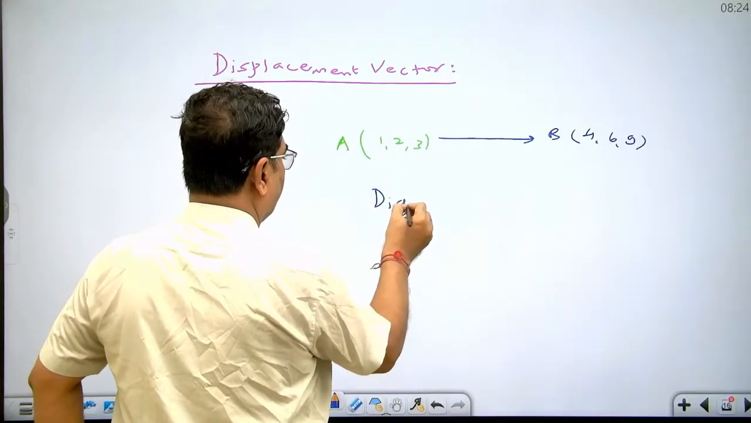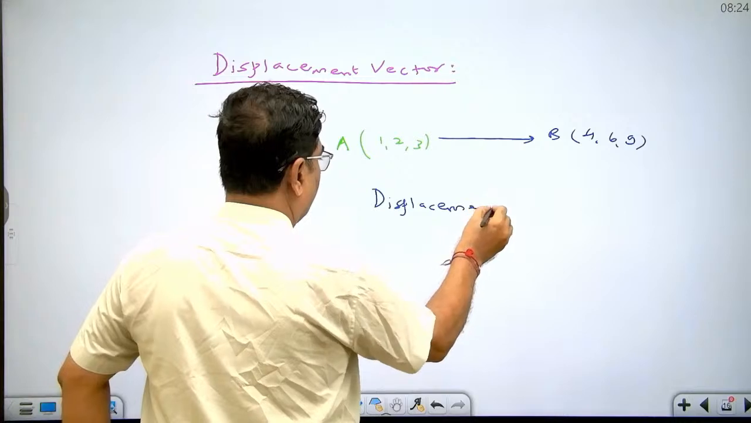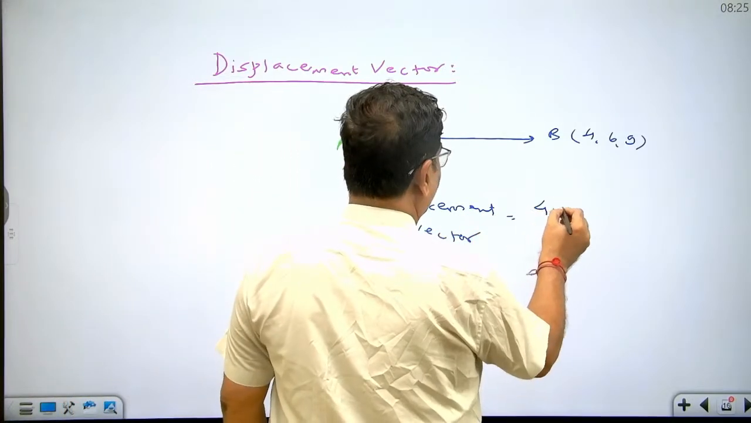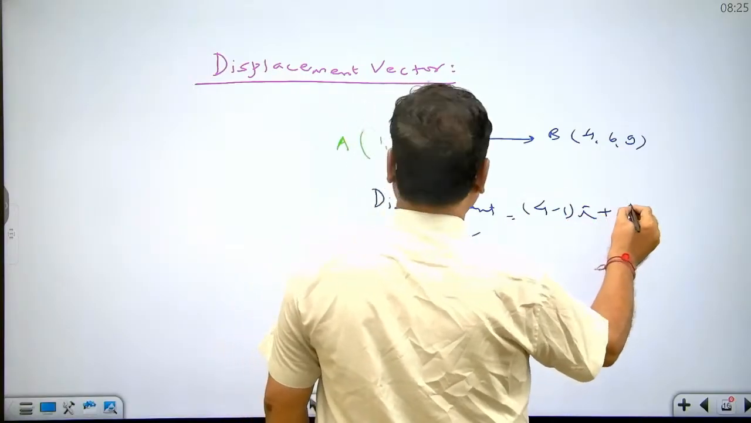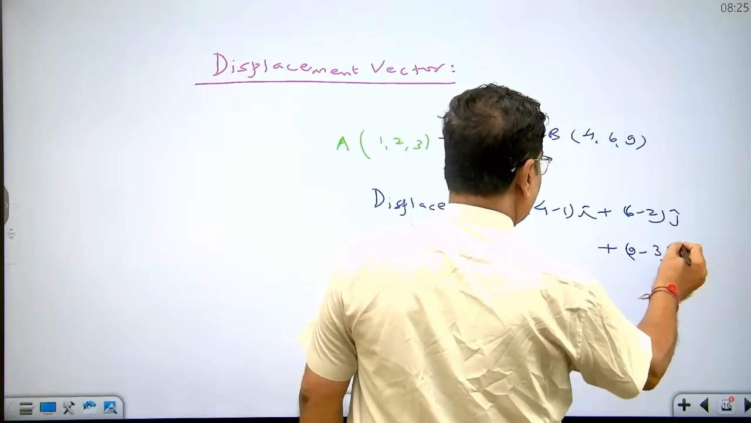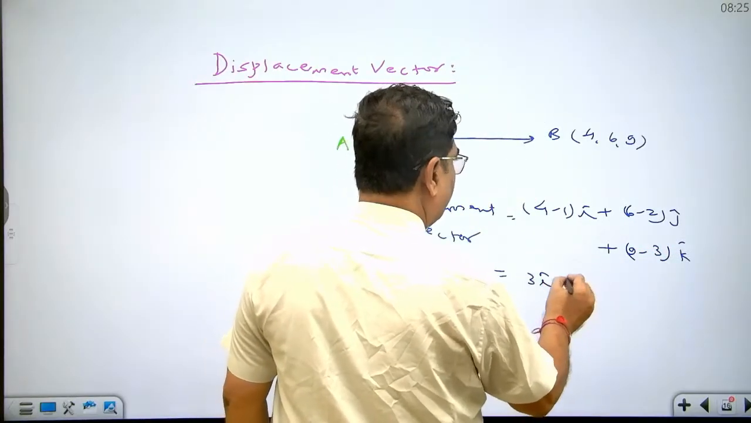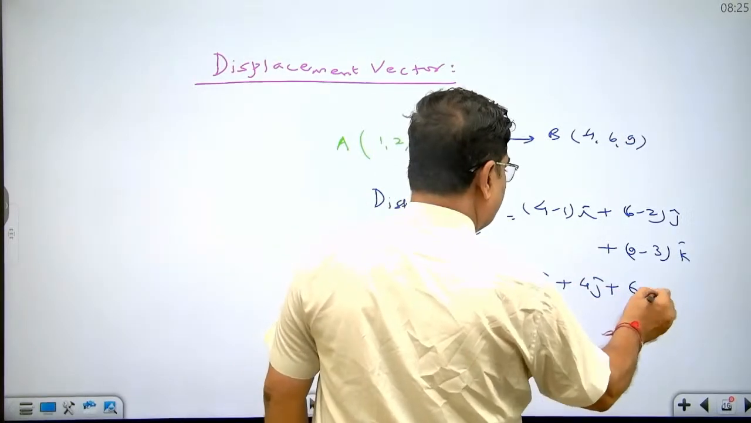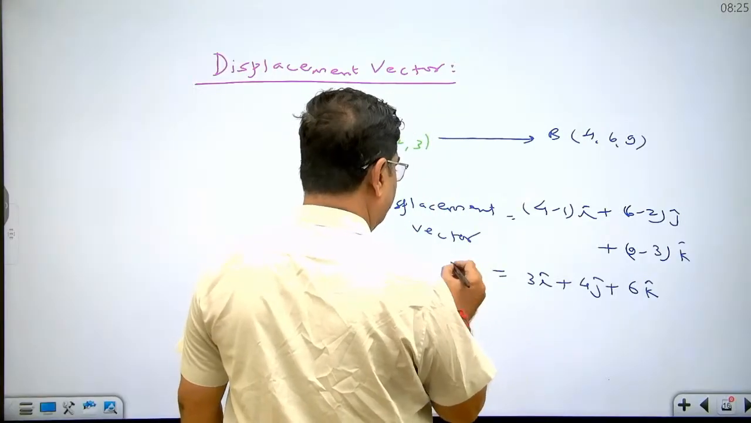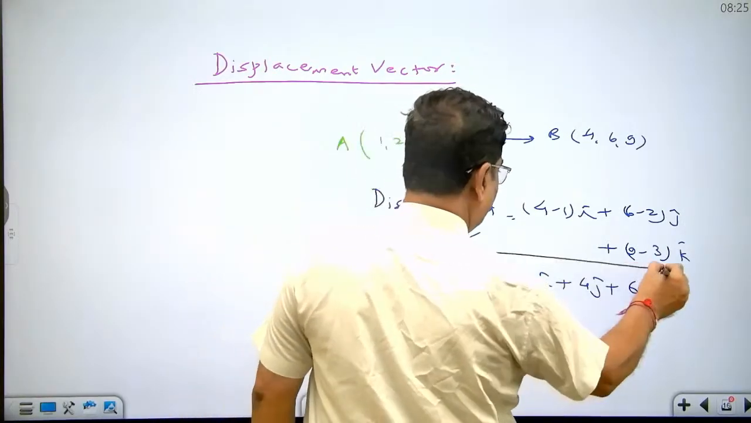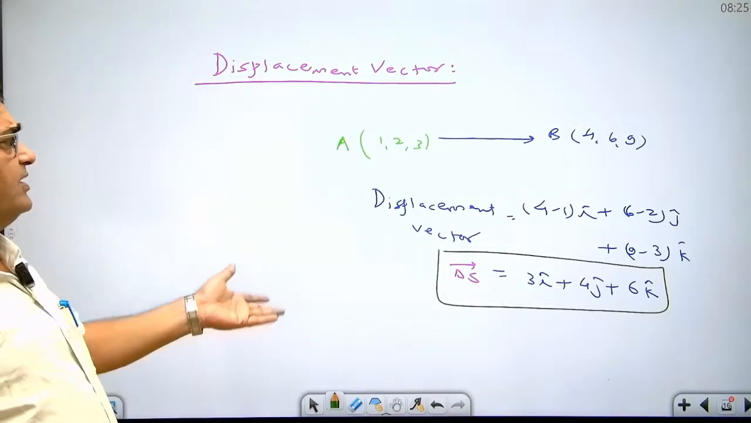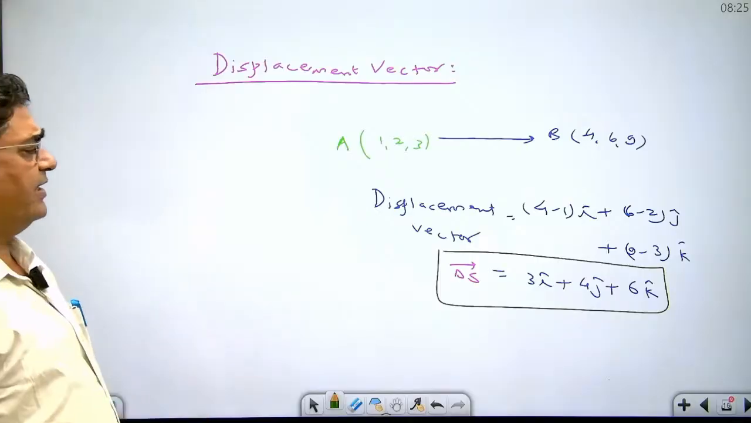So directly you can write final position vector minus initial position vector: (4 minus 1) i cap plus (6 minus 2) j cap plus (9 minus 3) k cap. So dear student, this will be 3 i cap plus 4 j cap plus 6 k cap. This is the equation of displacement vector. When we see triangle of vector addition, we will see this in more depth.